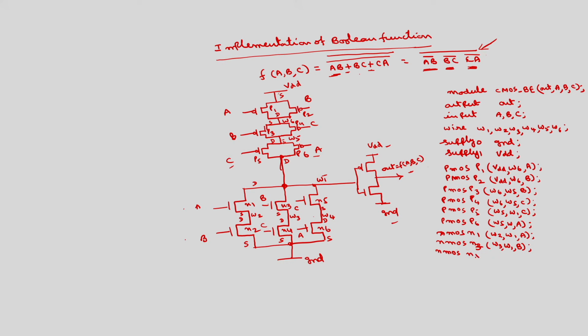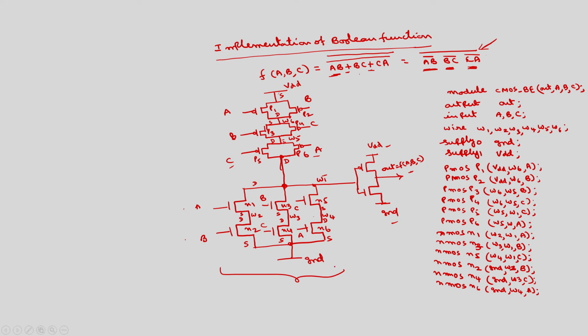NMOS N5: the source is at W4, the drain is at W1, the input is C. NMOS N2: the source is at ground, the drain is at W2, the gate is at B. NMOS N4: the source is at ground, the drain is at W3, the gate is at C. NMOS N6: ground, W4, A. This is up to here.